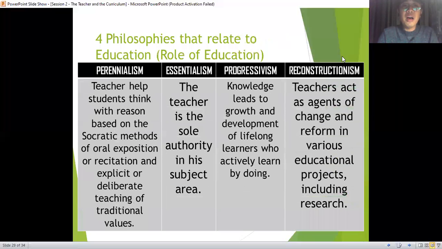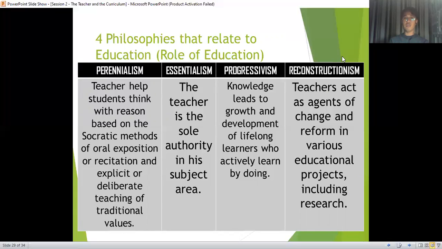Okay. The role of education under these four philosophies. For perennialism, the teacher helps students think with reason based on the Socratic method. Q&A, inquiry-based, oral exposition or recitation, and explicit or deliberate teaching of traditional values. Again, traditional values. Like what we have mentioned, perennialism is about knowing what is right, knowing what is bad. It's about morality. That's why we have values formation under perennialism as its emphasis. When we say Socratic method, it's the question and answer method. The teacher would ask a question, then the learner will answer. Or the learner will ask a question, the teacher would answer. Inquiry-based instruction.